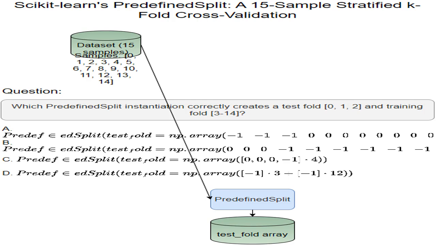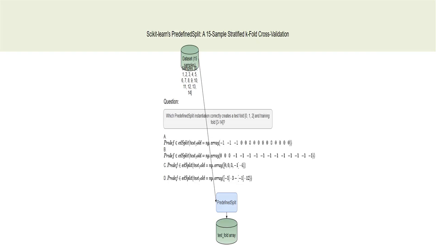The problem involves using sklearn's PredefinedSplit for a specific type of cross-validation called stratified k-fold. Here, I'm given 15 samples, and I need to split them a certain way for model evaluation. I have a dataset with 15 samples. The goal is to split these into training and testing sets for machine learning.